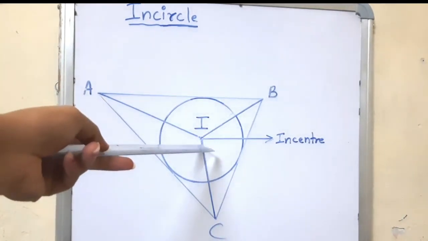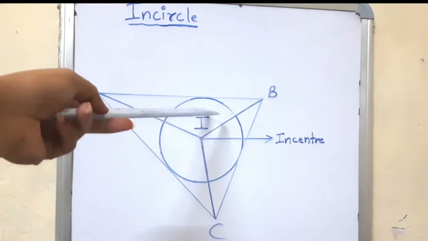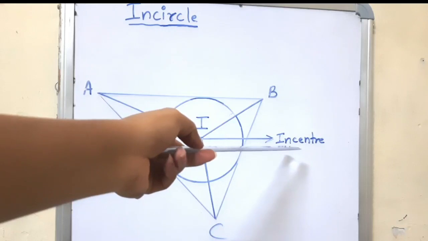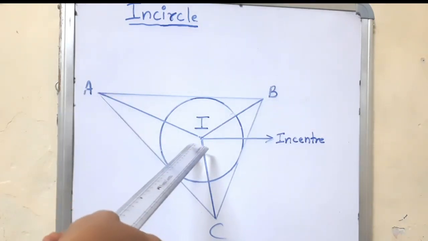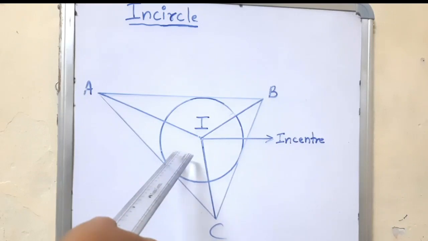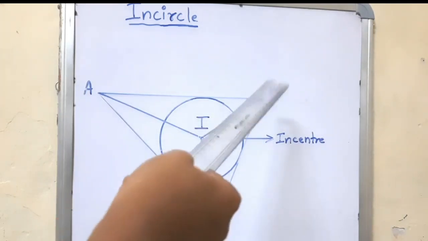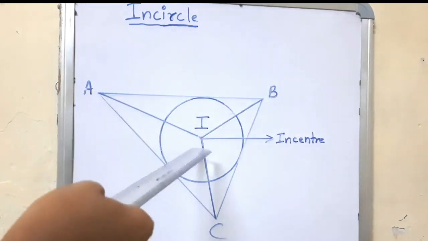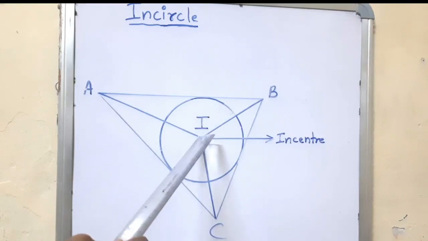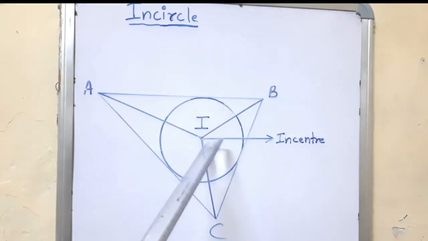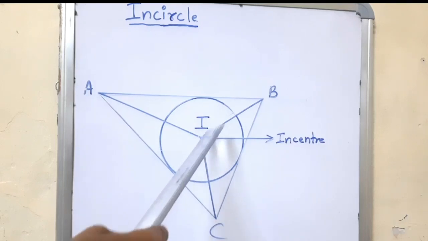You have a center point which is denoted as I. I means it is the incenter. Now how do you get this incircle? Bisectors of all angles of triangle ABC, which means bisector of angle A, that is AI, bisector of angle C, CI, and bisector of angle B, that is BI. All the three bisectors of this triangle ABC join at a point, and this point you take as the incenter, or taking this point as center of the circle, you draw the circle.